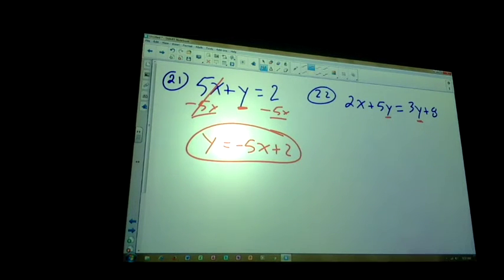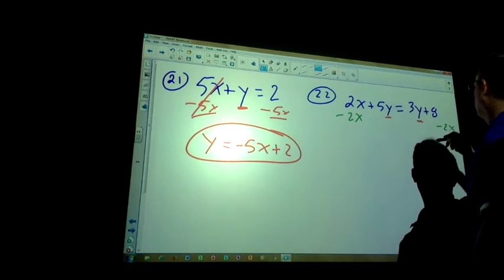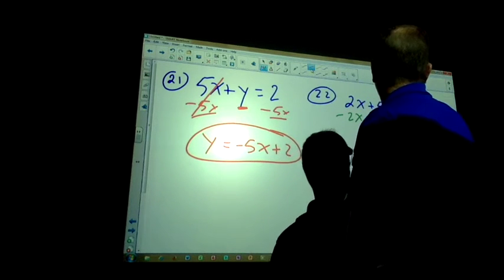22, how should I approach it? There's a lot of places I could start it, I think. Subtract 3y. I like the subtract 3y. Subtract 2x, I like that as well. I think they're both going to get the same. You know, I'll tell you what. I'm going to go minus 2x. And then I'm going to go minus 3y.